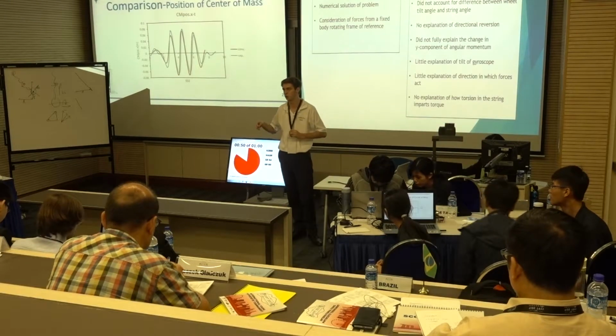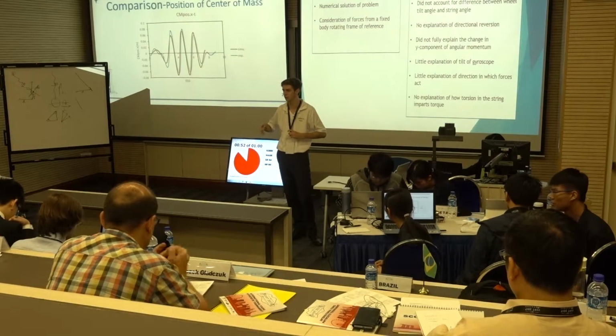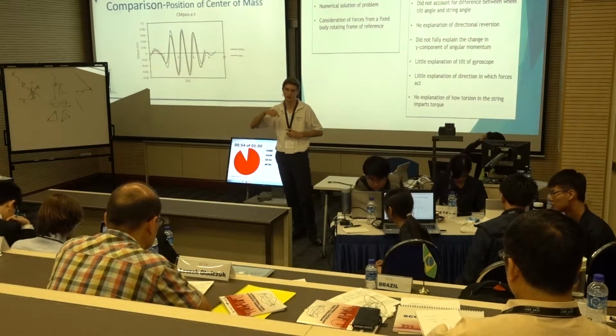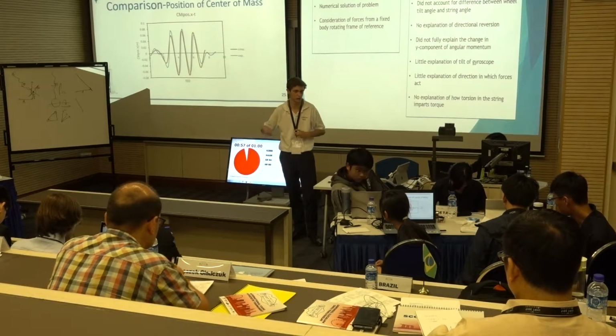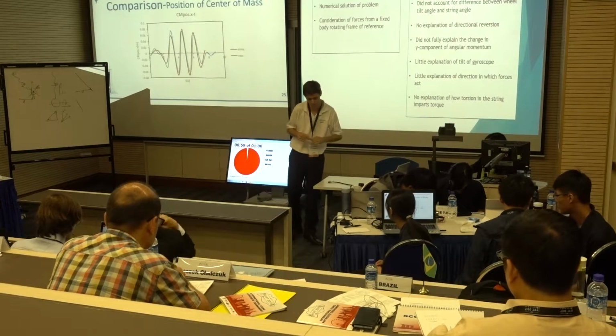He didn't know how the torsion in the rope imparted a torque, so I think that was the main weak point: not knowing how the torsion in the rope actually imparted part of the torque, which is a vital part of the question. Thank you.